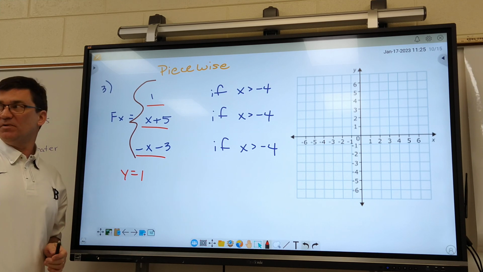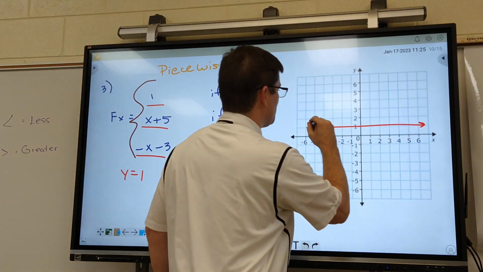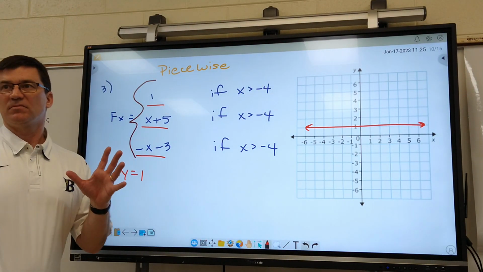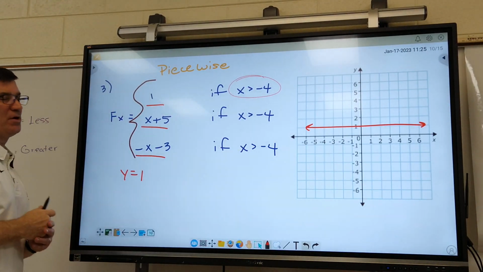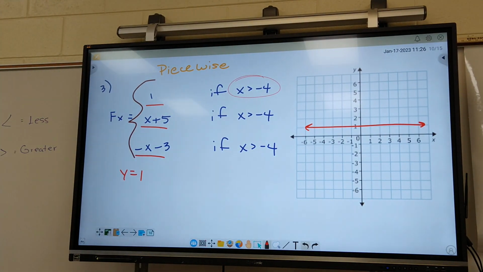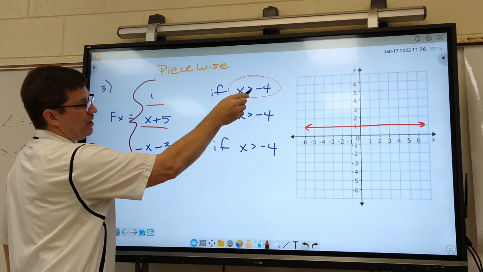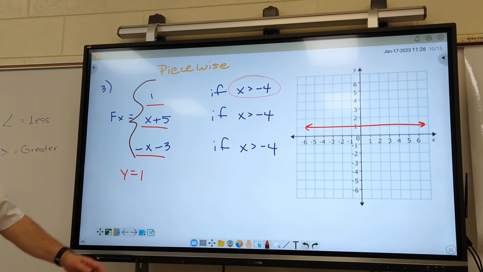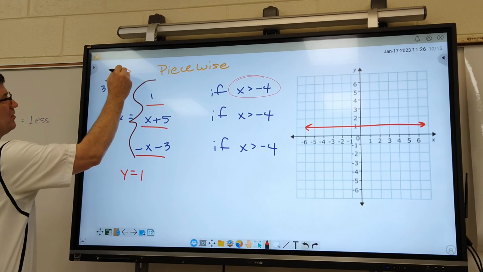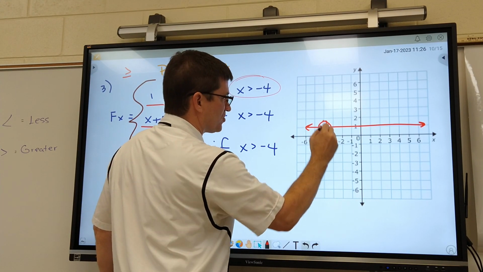All right, watch me on this. Don't write this down. So, everybody understands we got a flat line, right? All right, now here's the trick. This is showing us what they want to see on the graph. They don't want to see the whole line. They want you to go to -4 and put an open circle. Why is it open and not closed? Yeah, if it was greater than or equal to, it would be closed. Okay, so let's go to -4, open circle right there.